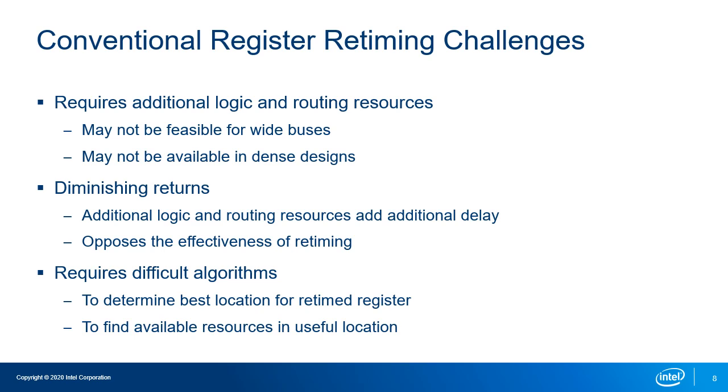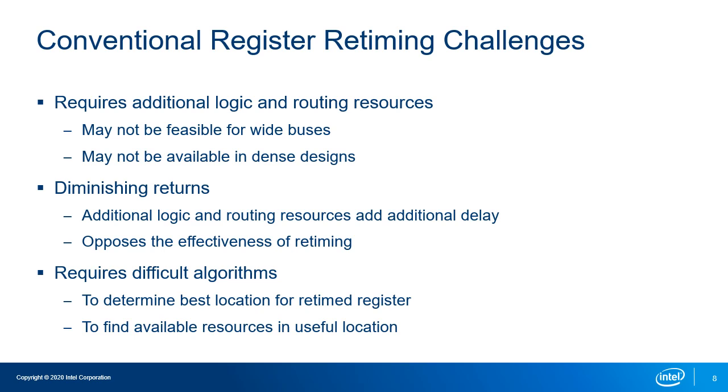Furthermore, the additional logic and routing resources add extra delay. This added delay opposes the effectiveness of retiming and its performance increase. Finally, depending on when in the compilation flow the retiming is performed, the placement and routing may have to be redone to include these newly added logic cells in the path.